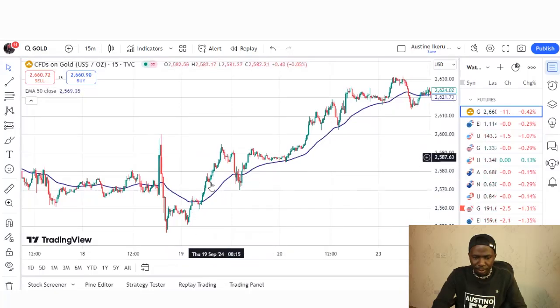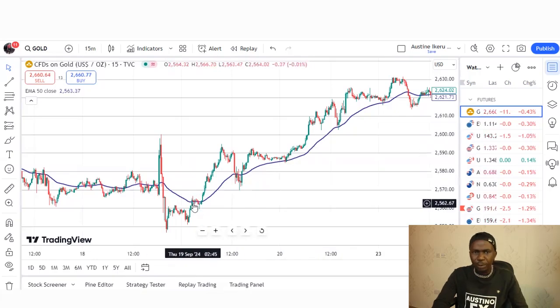From here, you can clearly see that the price is in an uptrend because the prices are above the 50 exponential moving average. So this blue line is a 50 exponential moving average. So you can simply trade the breakout and the pullback. So this is the breakout. You can see here that the price breaks above the 50 EMA, which is this blue line.